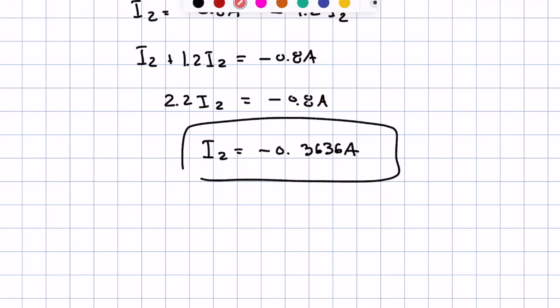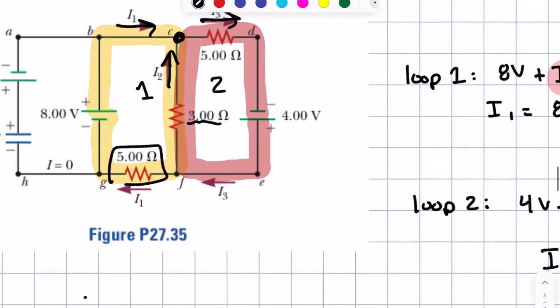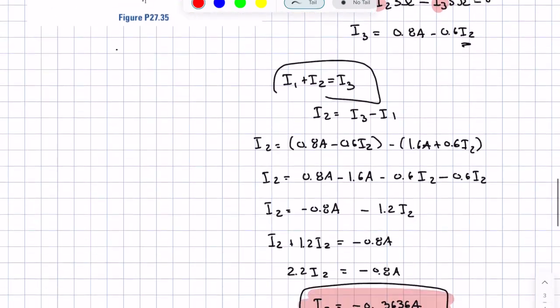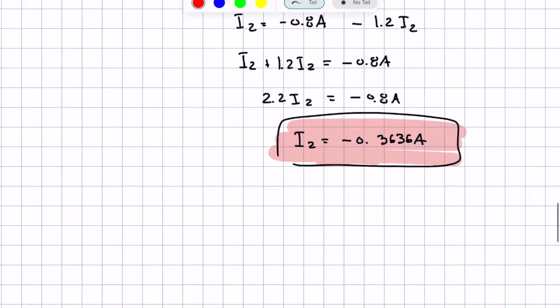So this is I2. Now we can go back and look at I2. Originally we thought that the current flowed like this. Turns out the current is actually flowing downwards here, and that's what the negative sign is telling us. It's telling us that, hey, you were wrong. It's not going like this. It's actually going like this. So that's I2.